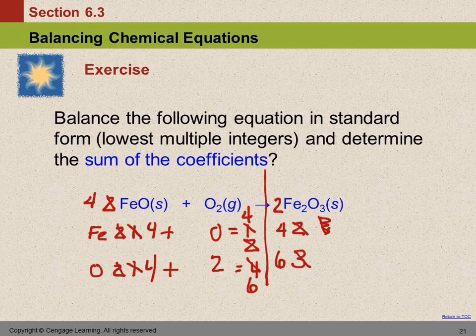Those are the lowest ratios, 4 to 1 to 2. That can't be reduced because those coefficients are not all divisible by a number. They don't have a common factor other than 1. Dividing by 1 doesn't change anything.